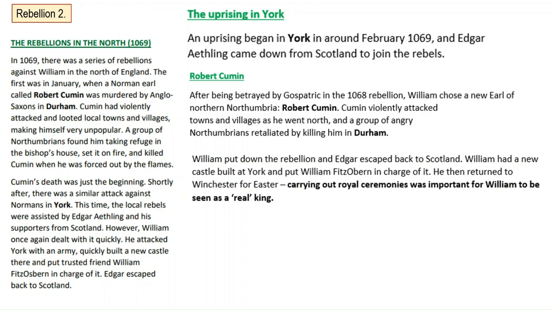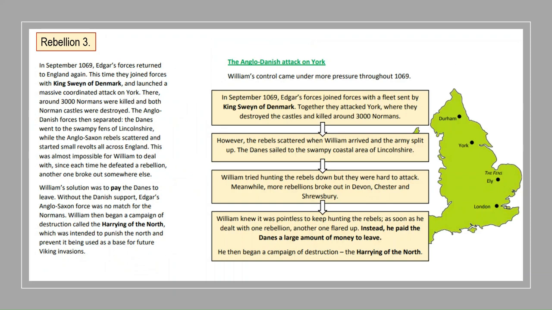Important to mention there that William goes back to carrying out royal ceremonies after he puts down this revolt. It's because he wants people to see him as the real king. Okay, he says, I'm not an invader, I was promised a throne, so now I've taken it, I'm going to do the things that a real king would do, trying to win people over.